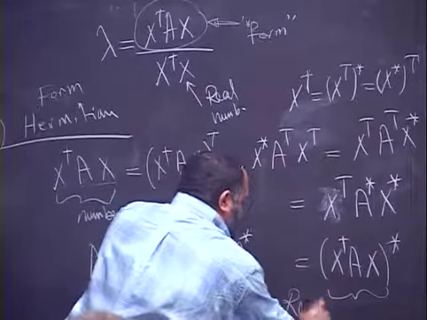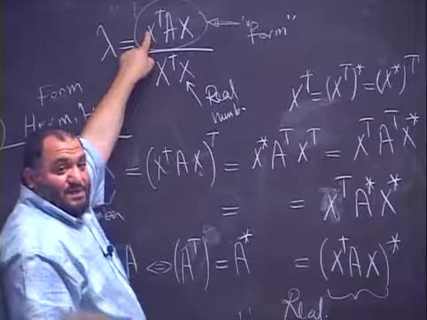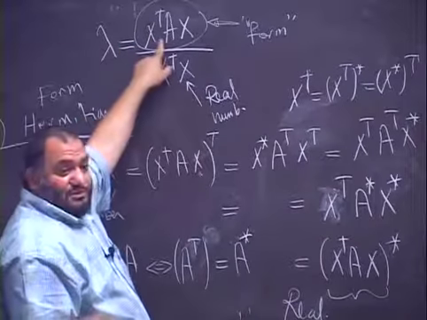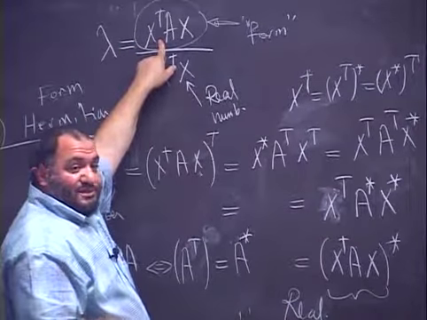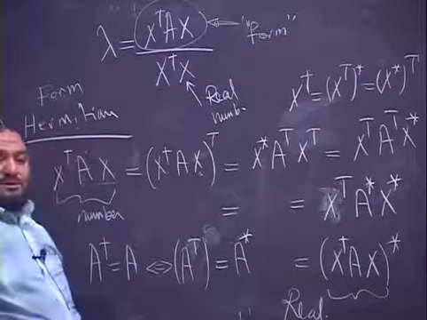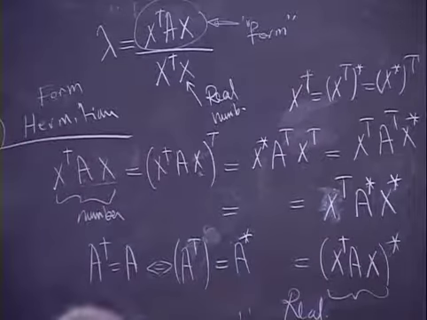So in this case, this is real, and this is real positive, and this is real positive. So in this case, lambda is real. So for Hermitian, the lambda is real. And this is the proof for the Hermitian.